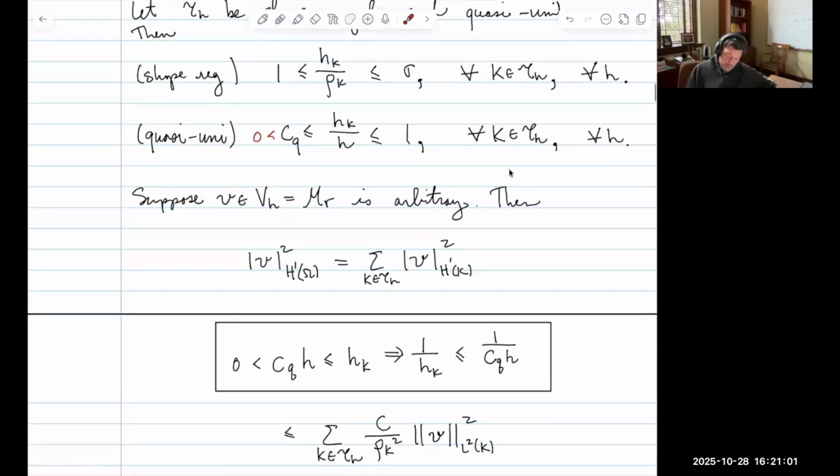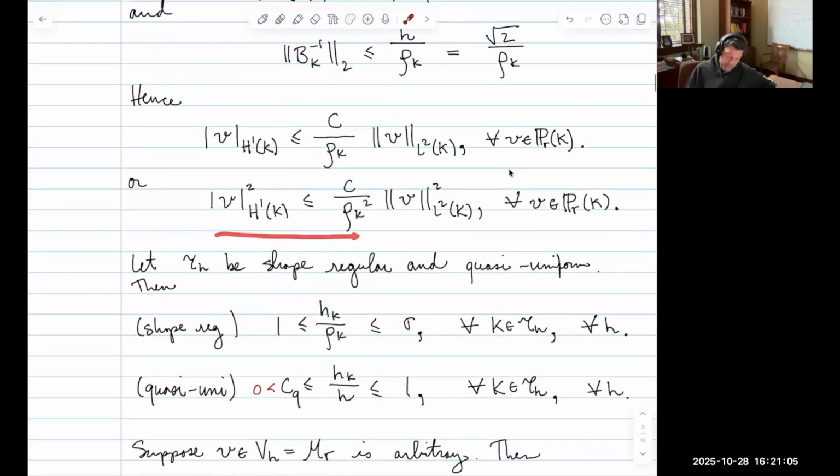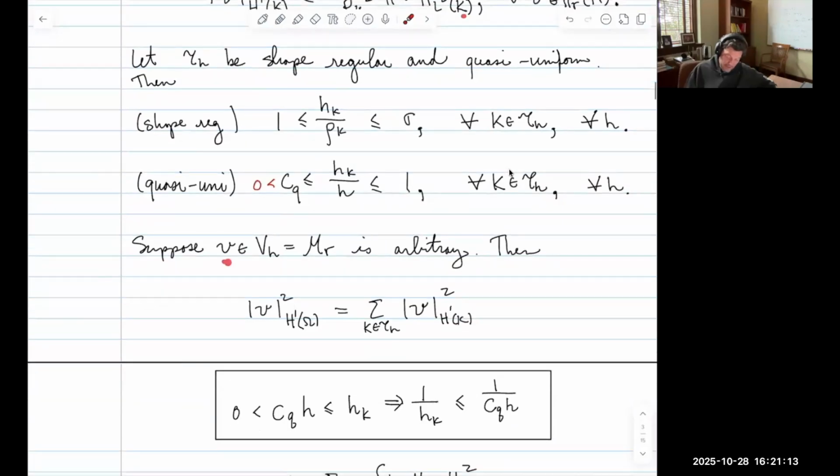So we have this. Let's put this together. How do we put this together for all the triangles in the mesh? Well, here's how we do it. Let v now be an arbitrary element from M_r. So now when I restrict v to any particular triangle, it's a polynomial of degree r. But globally, it's just a continuous function. It's not a polynomial globally, necessarily.